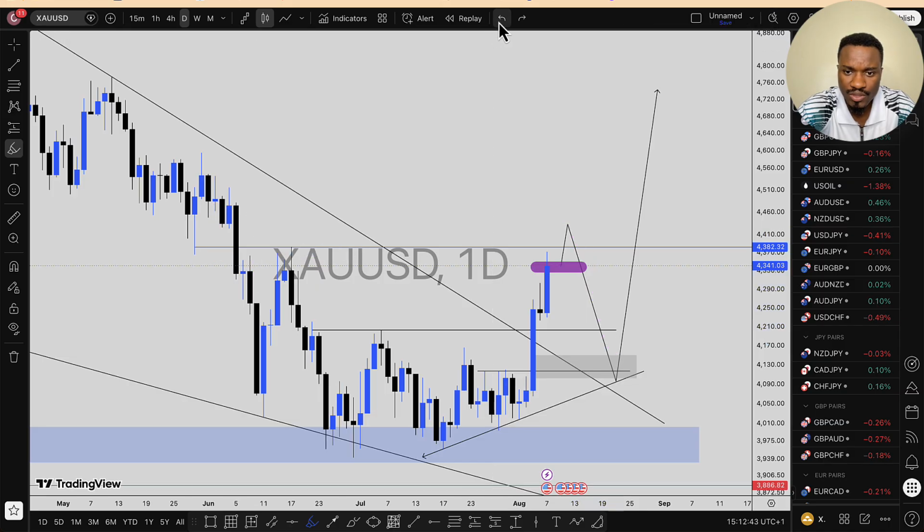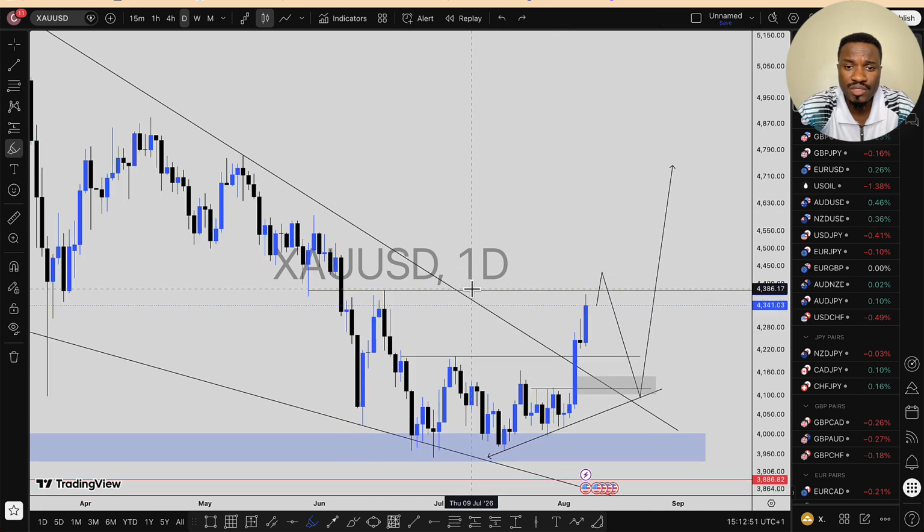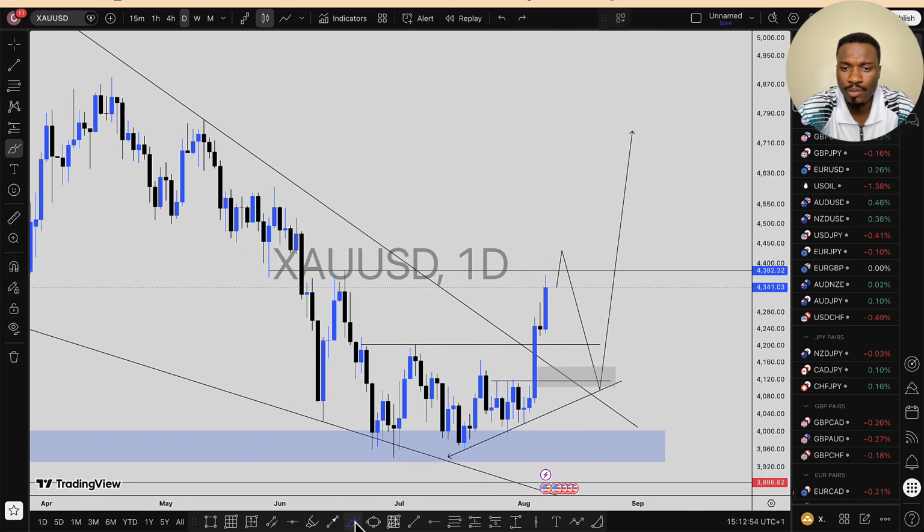Also take note that if you are getting in right here, if you are buying right here, you don't have a nice solid place to put your stop loss. So it will be better for you to start looking out for short. Alternatively, if price can push all the way up, give us a nice aggressive move, then we can start looking out for break and retest concept to continue the upward rally.